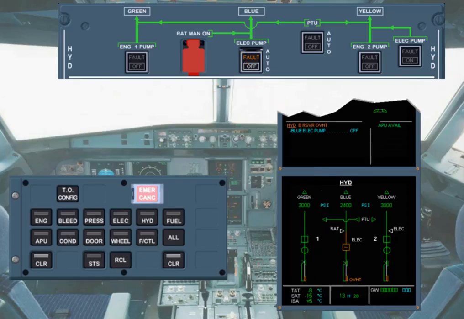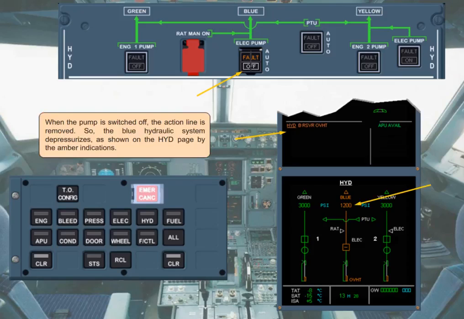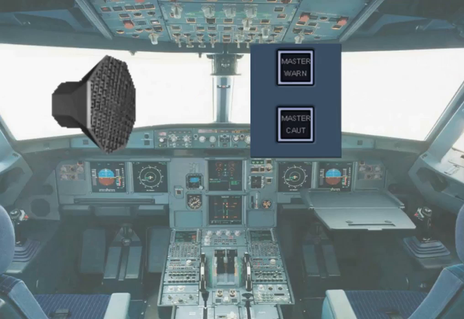When the pump is switched off, the action line is removed. So, the blue hydraulic system depressurizes, as shown on the hydraulic page by the amber indications. The Ecam system detects the drop in pressure and generates a further alert.